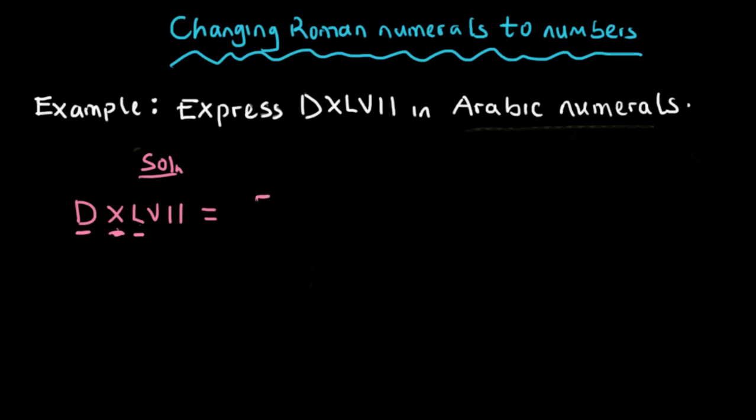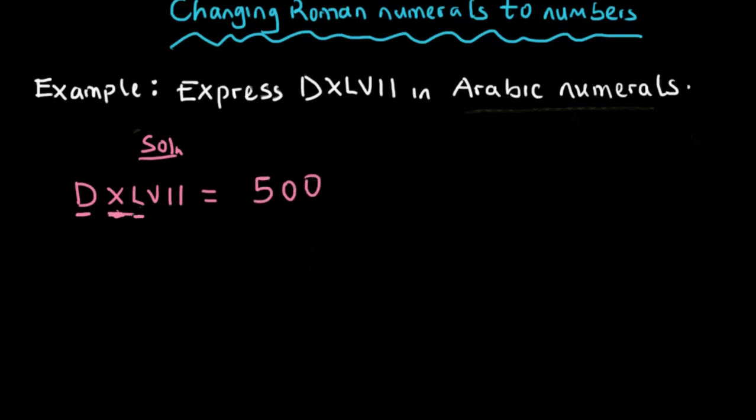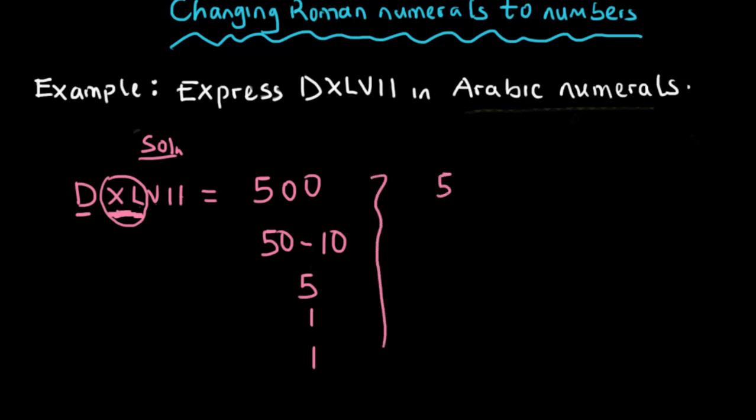So let's do this. D is 500. Now XL, L is 50, X is 10, so we have 50 minus 10. Then we have V is 5, then I is 1, and I is 1. Does this make sense? So remember, first thing you need to notice is whether there is any smaller symbol behind a bigger symbol. And when that's the case, you take the two of them and then you subtract. Does that make sense?